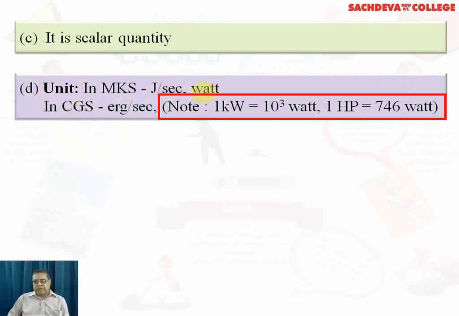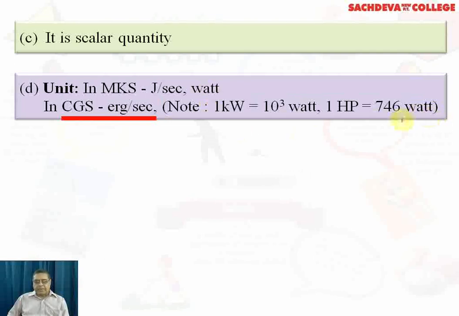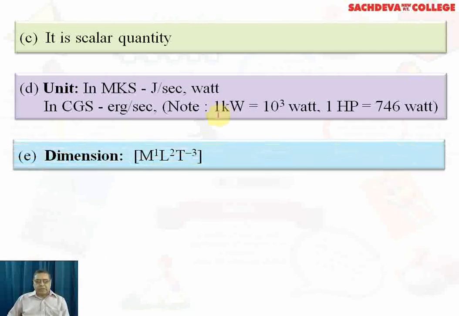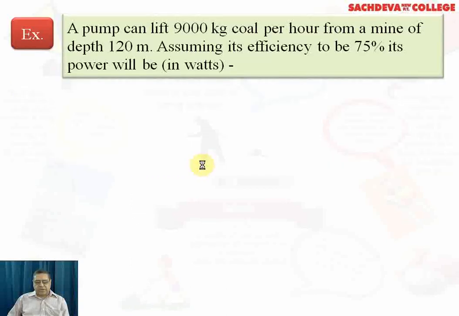The higher multiple is 1 kilowatt, which is equal to 10 to the power 3 watts, and horsepower is 746 watts. The engineering unit is generally horsepower. The CGS unit is erg per second. Basically, power is work over time, so we compute the units of work and the units of time. Then we go through its dimension. For dimension, power is W over T. We compute the dimension for W, and then for T, and then we evaluate it. So the dimension is given as M1 L2 T minus 3.